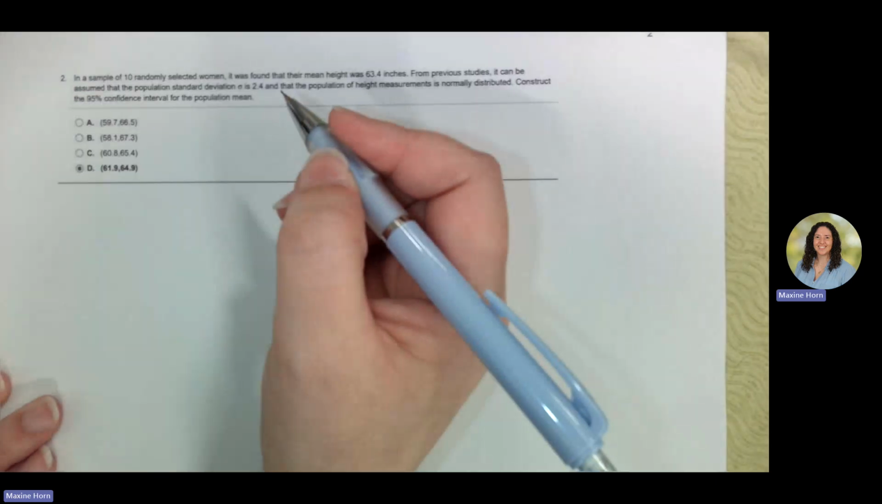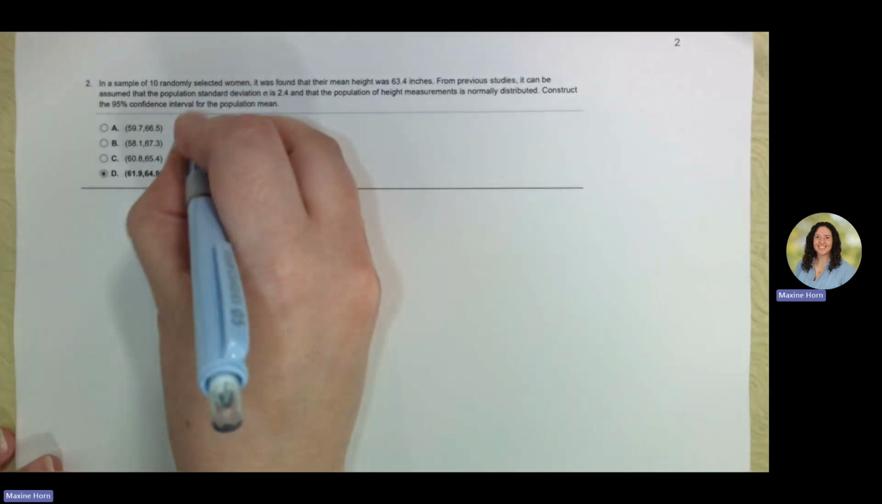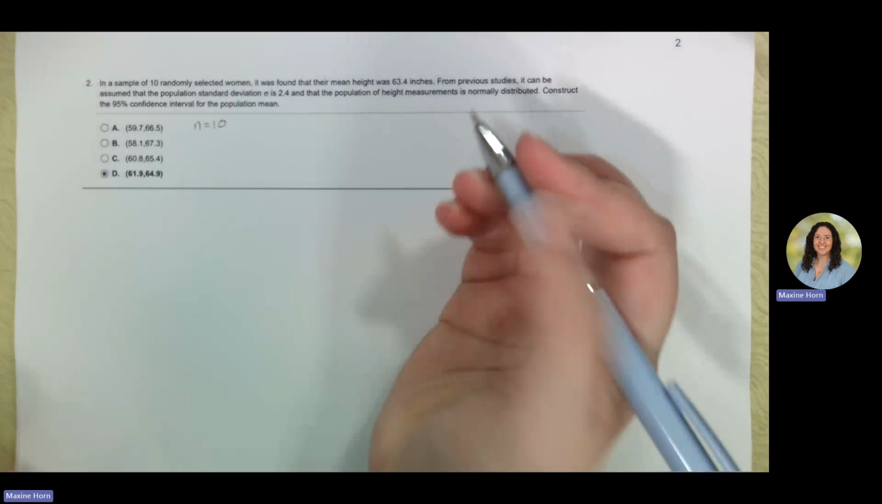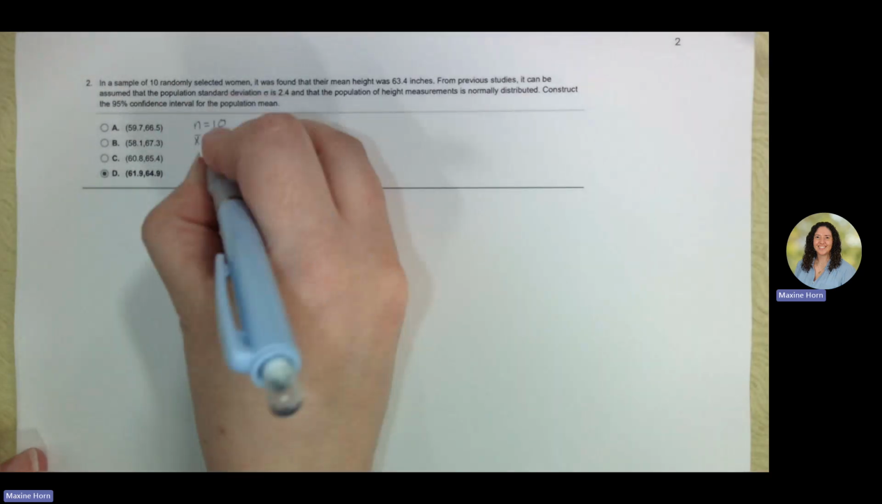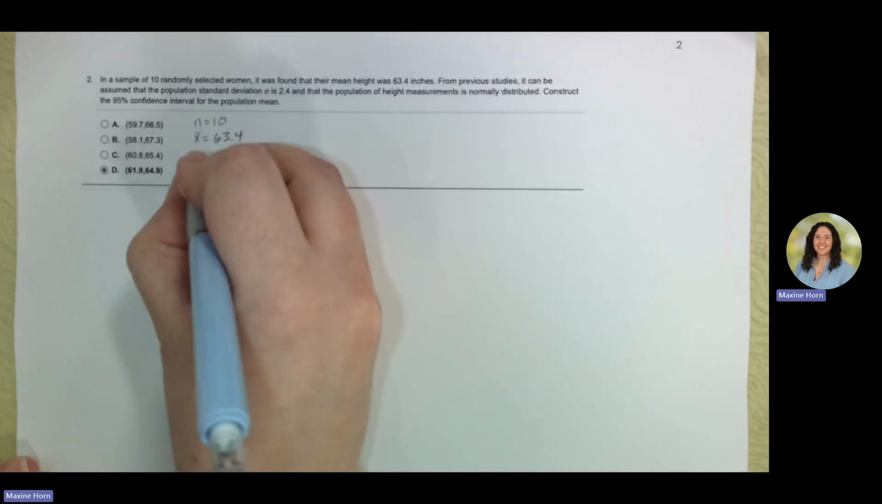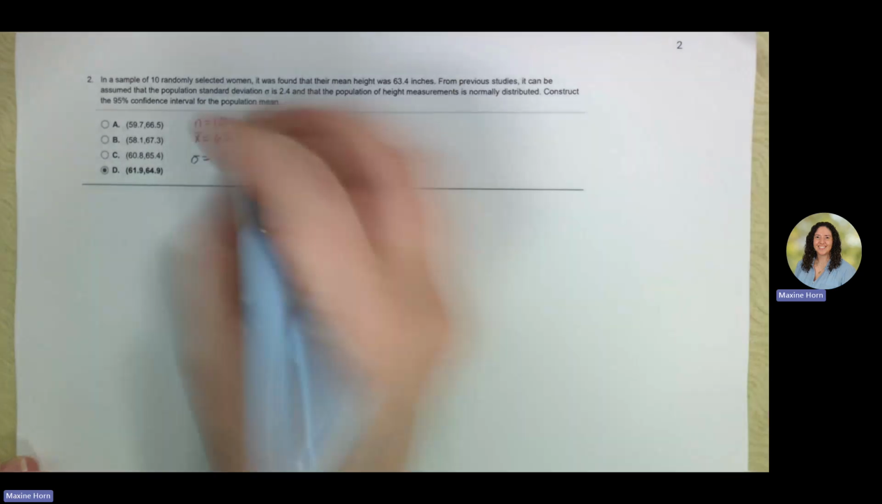Okay, so in a sample of 10 randomly selected women, that's our N. N is our sample size, 10. It was found that their mean height, so the mean in that sample, is 63.4. From previous studies, it can be assumed that the population standard deviation, sigma, is 2.4, and that it's normally distributed.